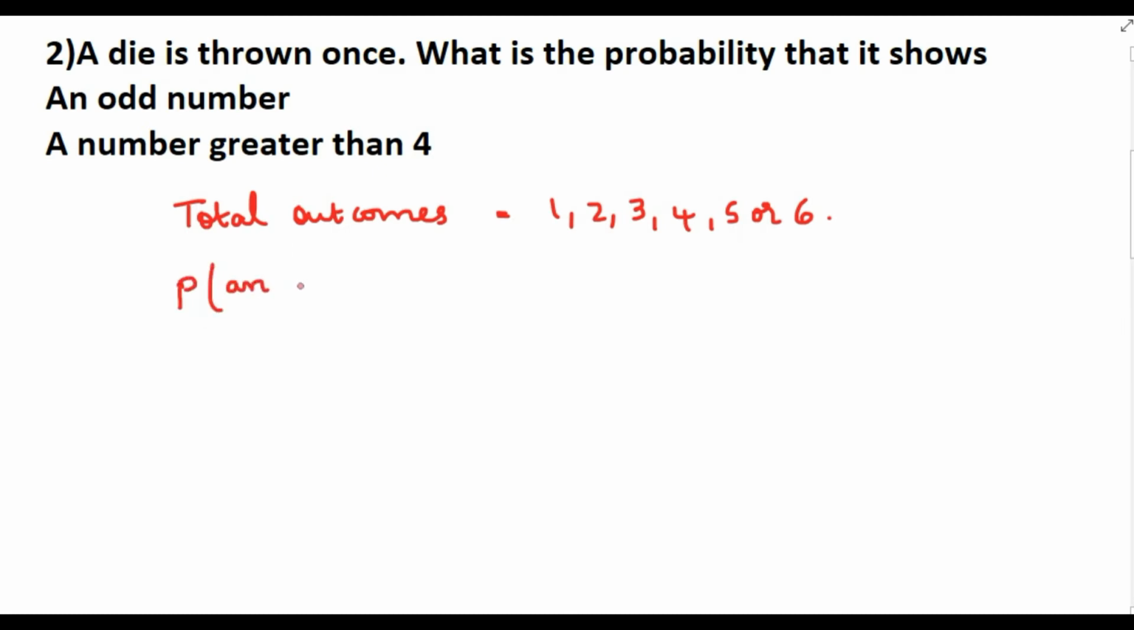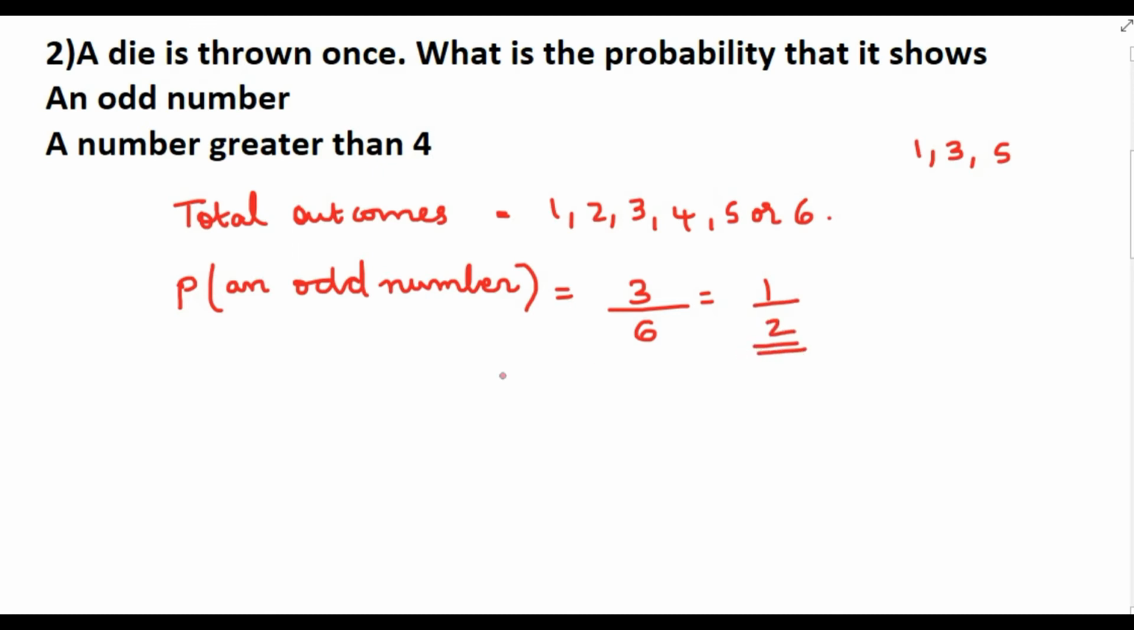For the probability of getting an odd number, we need to pick out the odd numbers from this. So which are the odd numbers? 1, 3 and 5 are the odd numbers. So the favorable outcome is 3, and the total number of outcomes is 6. So 3 by 6, which is again 1 by 2.